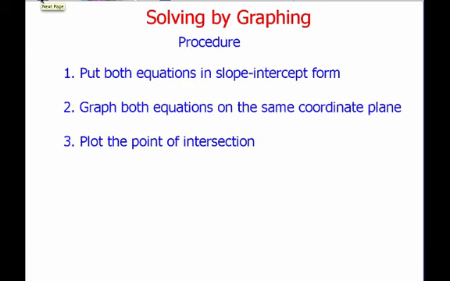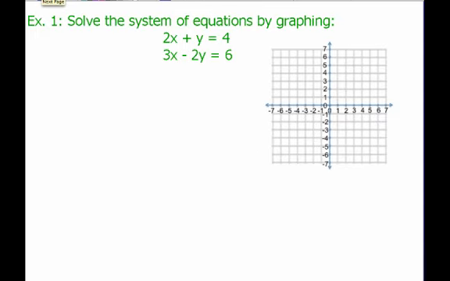All right, well, here let's talk about the procedure first. The procedure is simple. We're going to put both equations into slope-intercept form. Makes it easy to graph. We're going to graph both equations on the same coordinate plane, and then we're going to plot the point of intersection. If there isn't a point of intersection, then there's no solution. If both lines end up being right on top of each other, then it's infinitely many solutions. And if there's only one point, then it's going to be that one solution. So let's give these a try.